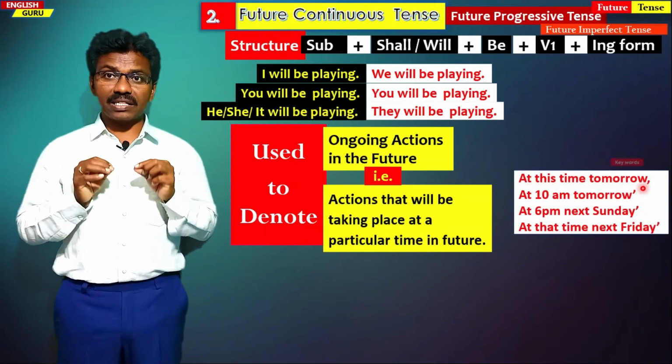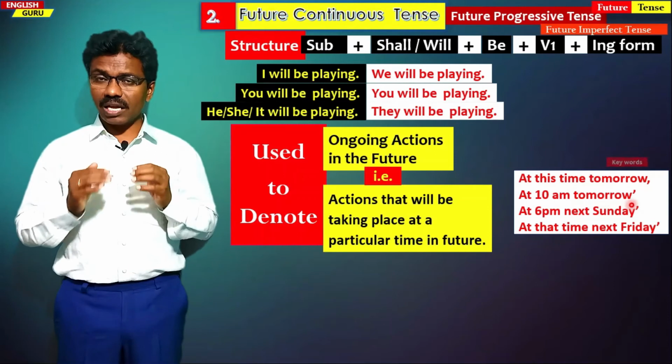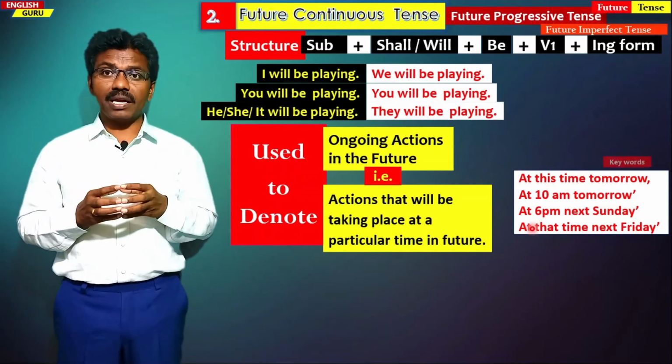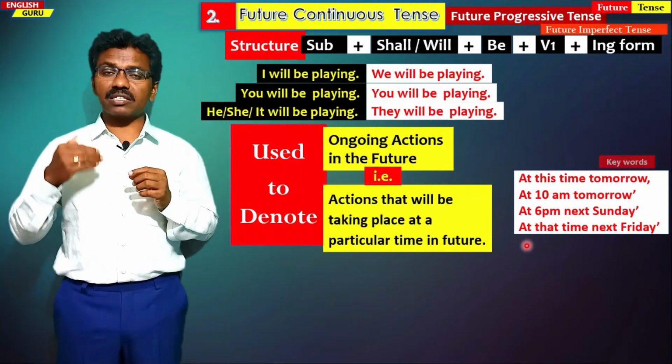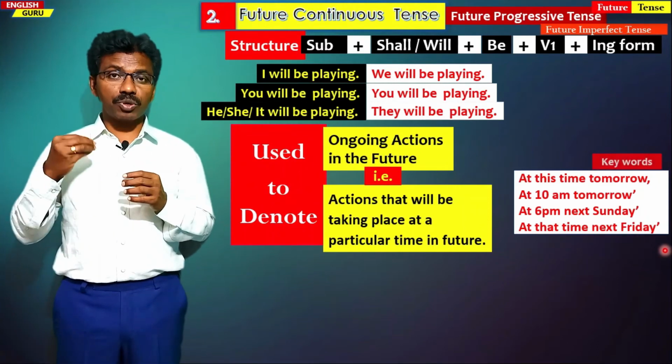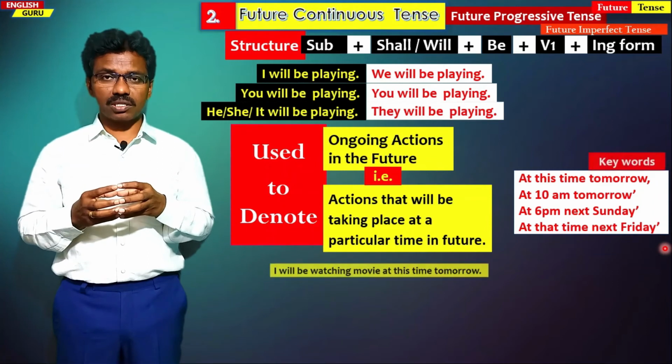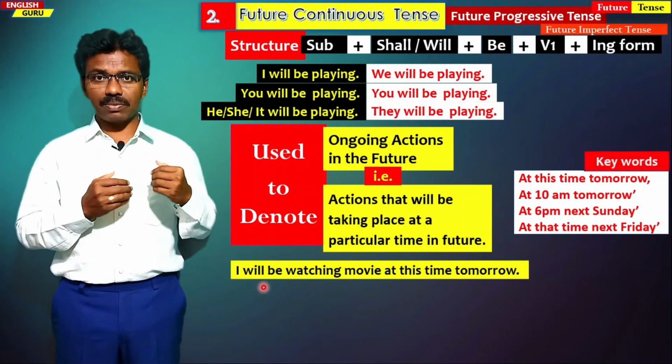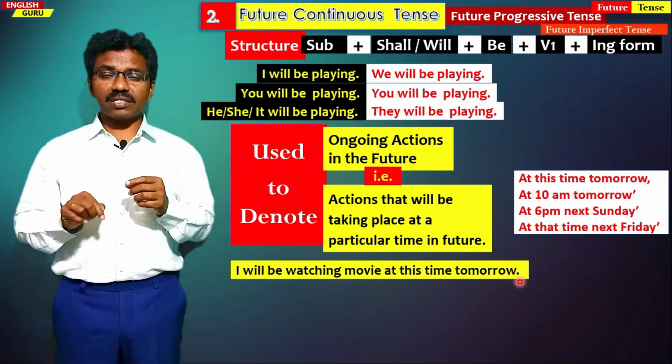They are at this time tomorrow, at 10 a.m. next Monday, at 6 p.m. next day, at that time next week. These are all the few keywords that are used in this tense, and let us take some examples. I will be watching a movie at this time tomorrow.